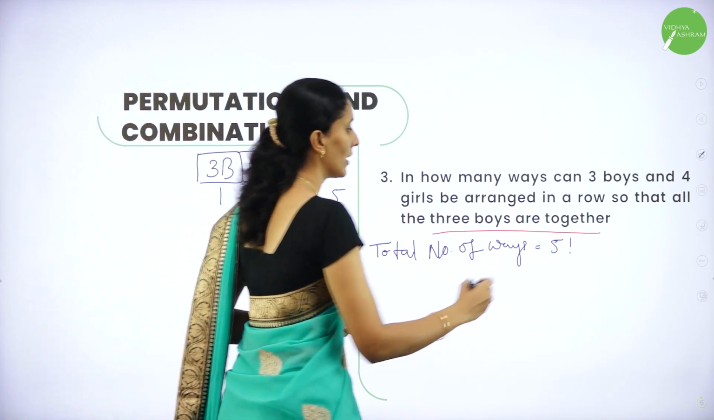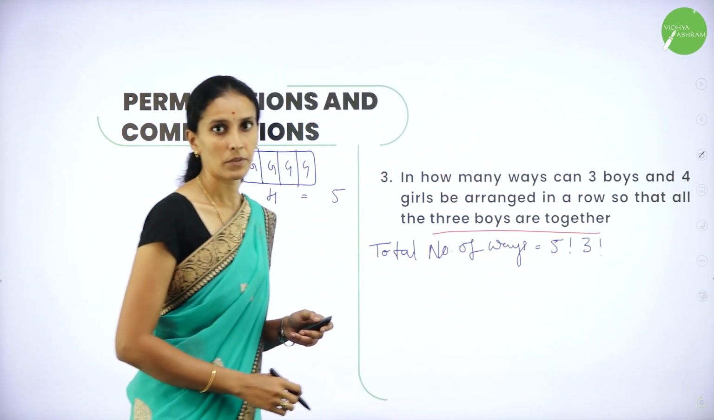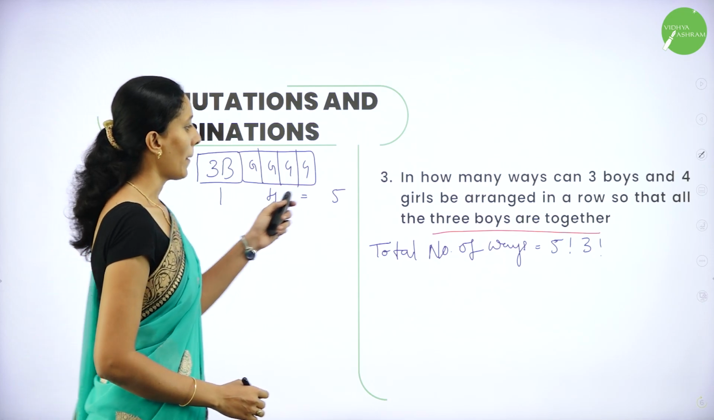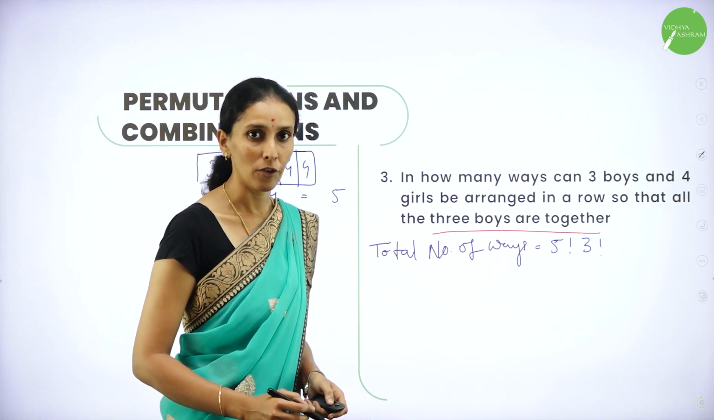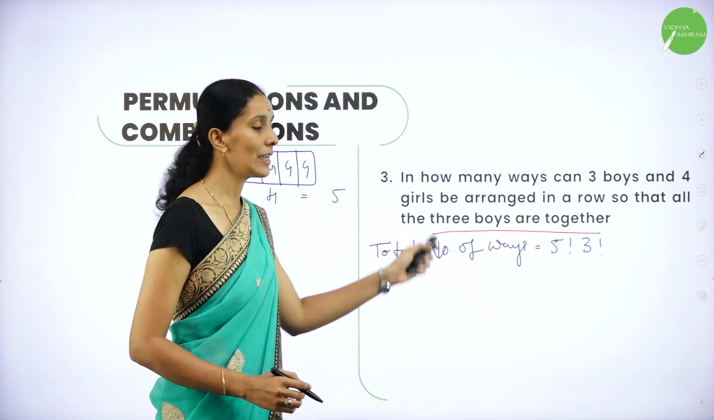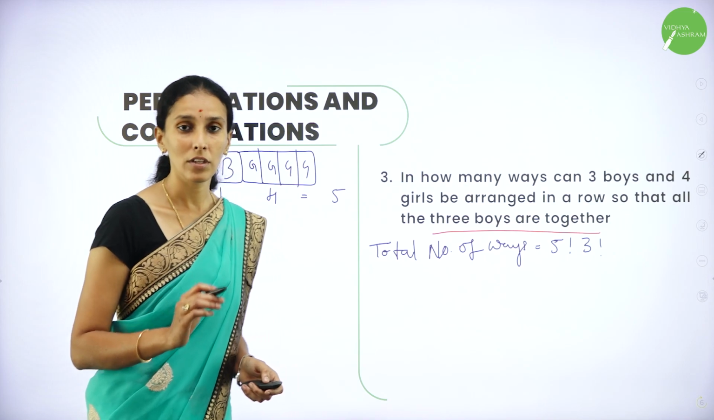Okay, so therefore the arrangement of boys can be taken as 3 factorial. So my total number of ways for arranging 3 boys and 4 girls where the 3 boys always sit together is 5 factorial into 3 factorial.